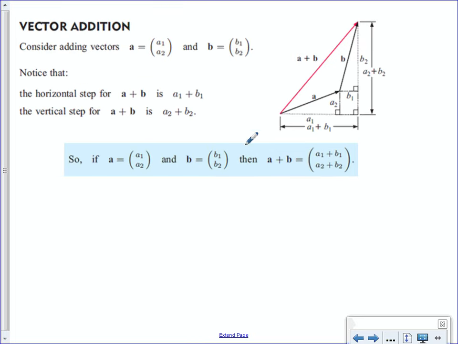When you're adding vectors, you basically just add the components. You add the x's together and you add the y's together. And that would be adding two vectors together. Let me know if I'm going too fast.